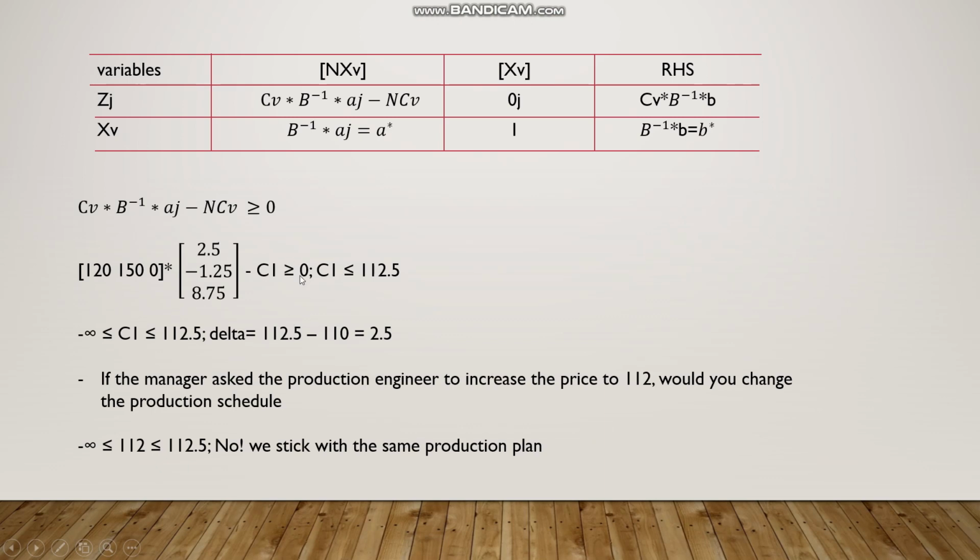So it will become a scalar, so not one value. So C1 should be less than or equal to 112. So we can change the price for C1 until it reaches 112.5. So any number less than that is acceptable. So maybe the range is between minus infinity and 112. So this is a mathematical consideration.